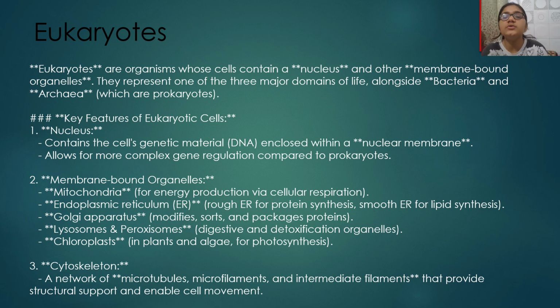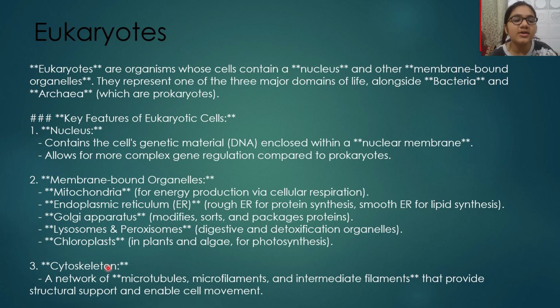तो जो हमारे यूकैरियोट्स होते हैं, they contain the nucleus and other membrane bound organelles. The key feature of the eukaryotic cell is that it has the nucleus, which contains the cell का genetic material, enclosed by the nuclear membrane. DNA allows for more complex gene regulation compared to prokaryotes. Then if we see the membrane bound organelles, इसमें mitochondria है, ER is present, Golgi apparatus, lysosomes, peroxisomes, chloroplast. Okay.